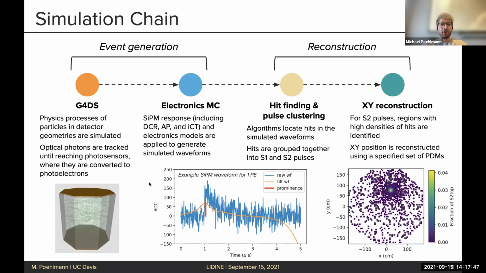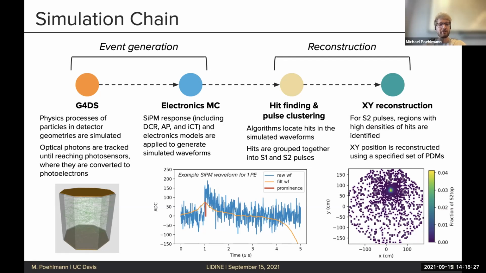We then apply a Monte Carlo that encapsulates the electronics response, so the silicon photomultiplier response to detected photoelectrons, along with the transmission and the digitization of the signal. So shown here is an example silicon photomultiplier waveform for a single photoelectron that we've simulated and then started to process. So then with the reconstruction, we can process these waveforms and determine where these photoelectrons are. So a hit time and then a number of photoelectrons detected as well.